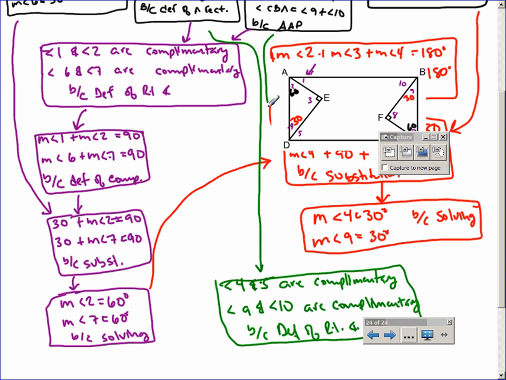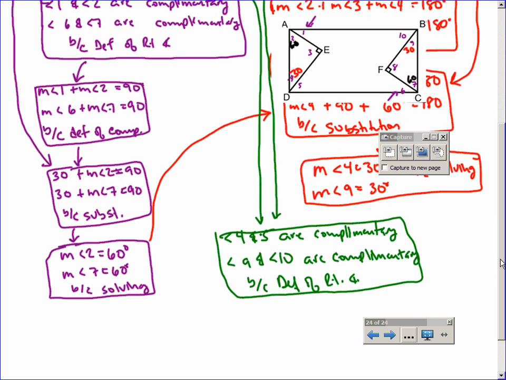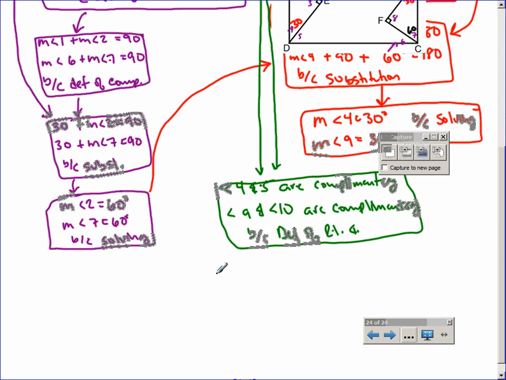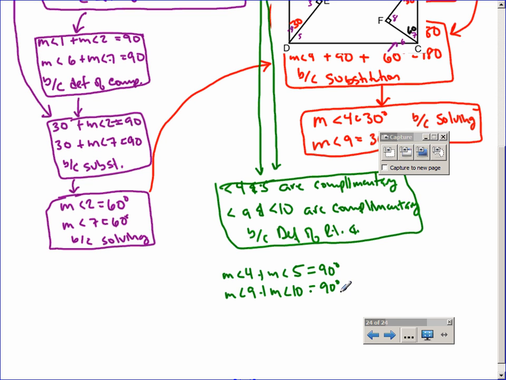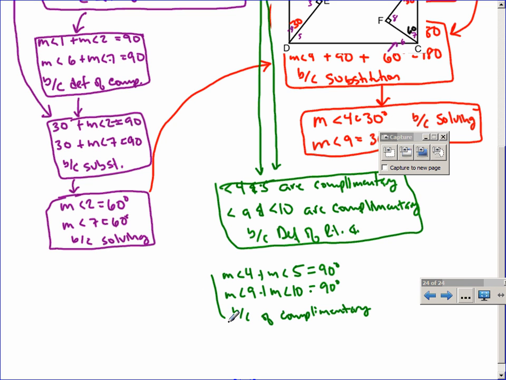If they're complementary, that means I can write some usable relationship equations. The measurement of angle 4 plus the measurement of angle 5 equals 90 degrees. The measurement of angle 9 plus the measurement of angle 10 is likewise 90 degrees. And I'm just going to copy it from here, that's because of the definition of what it means to be complementary. That comes from the previous step, so a single arrow, again, seems appropriate.